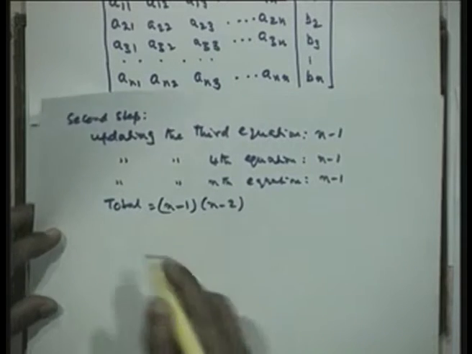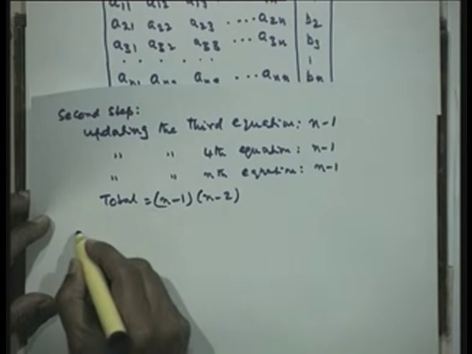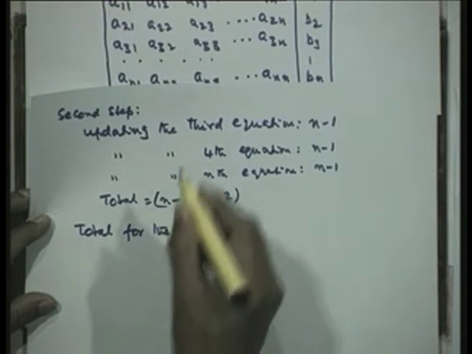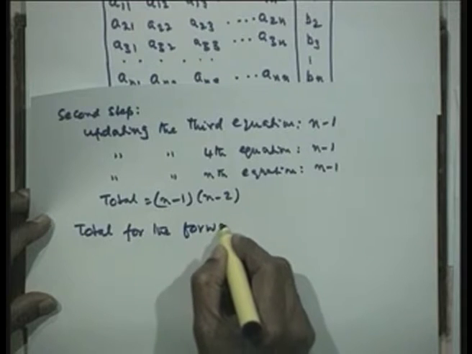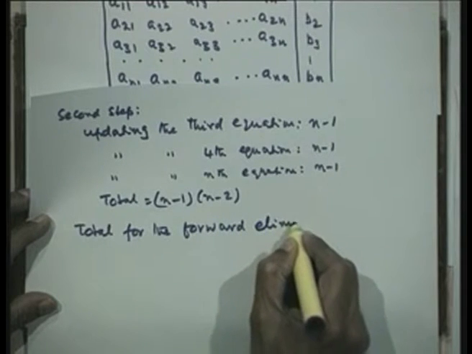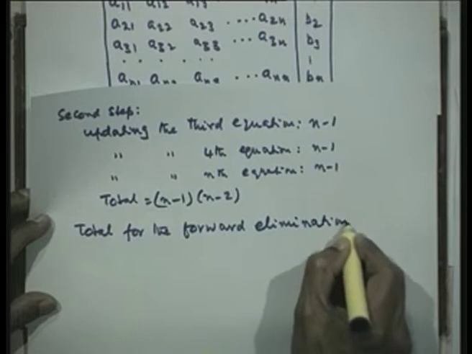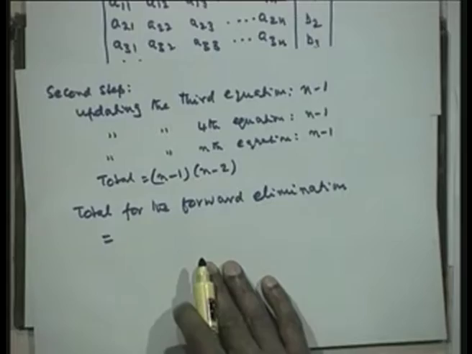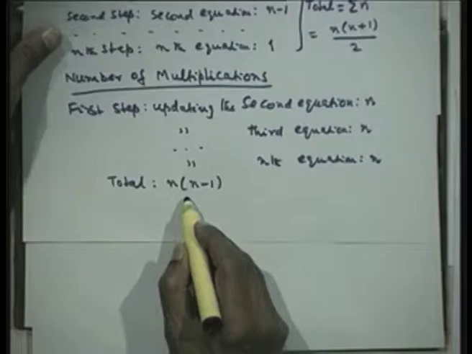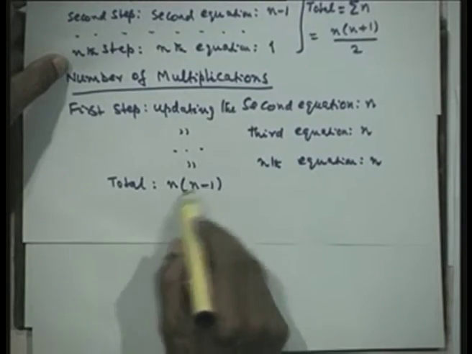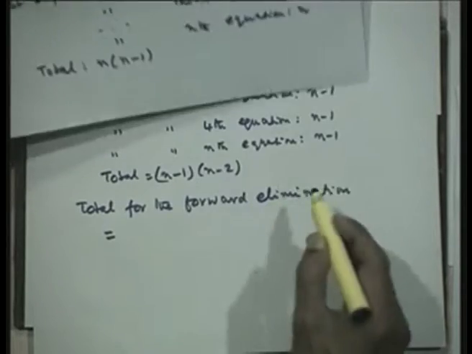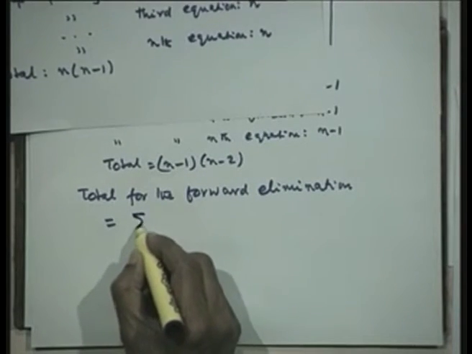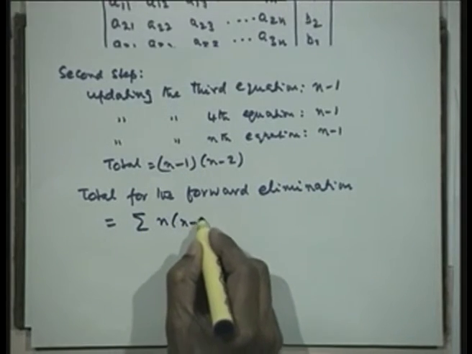Now, we can generalize and then get the total for the forward elimination. We have eliminated in the forward direction. So, we will write down the total for this, and that will be, we can take this quantity that we started with, and that will be summation of n into n minus 1. The next one is n minus 1, n minus 2, the next one will be n minus 2, n minus 3 and so on. Therefore, this will be simply summation of n into n minus 1.